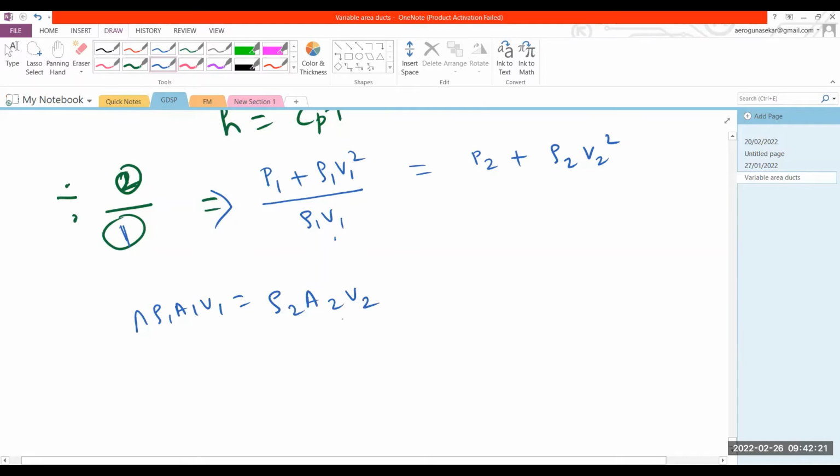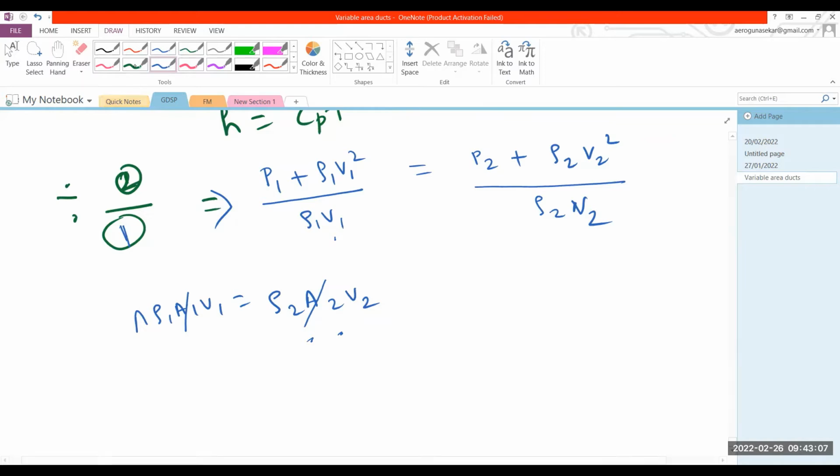Yesterday I made it clear that the area across the shock wave remains constant, because the thickness of the shock wave is equivalent to the mean free path. Since the thickness is very small, we can take the area before and after the shock almost the same. So in that condition I use rho 2 into V2.